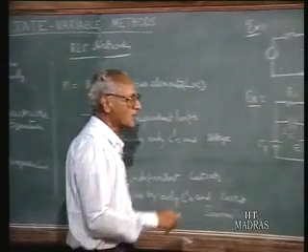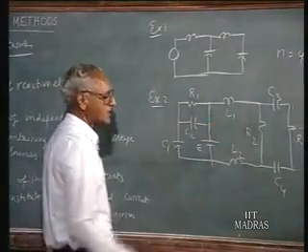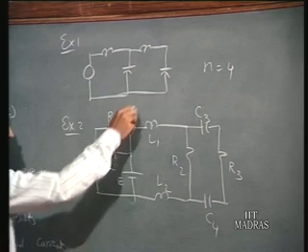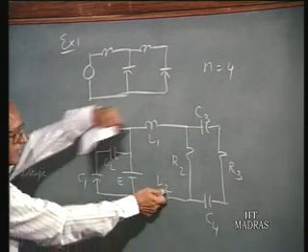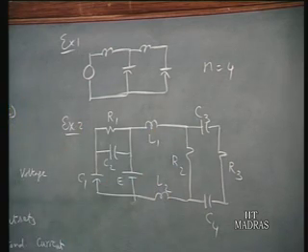Now, secondly, these 2 inductances have the quality that if you remove these 2 inductances from the circuit, then the network falls into 2 pieces.